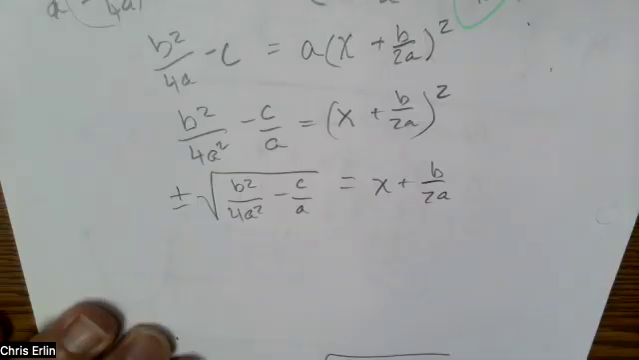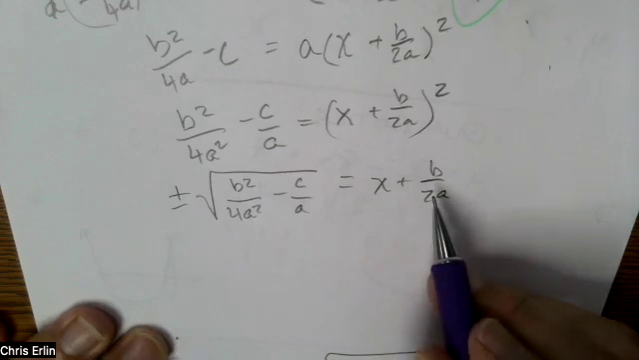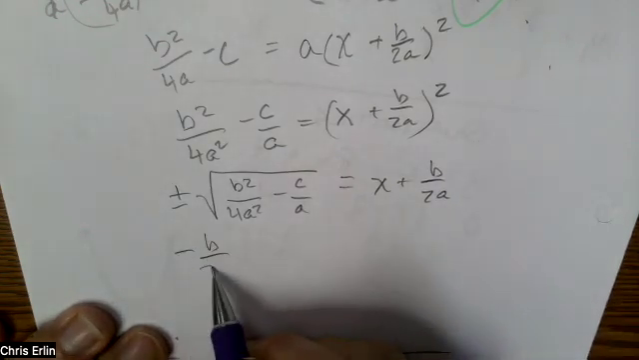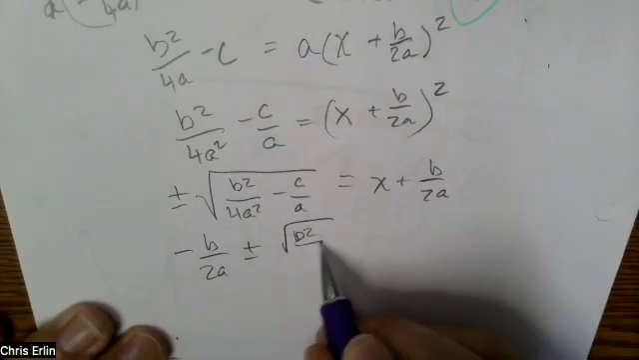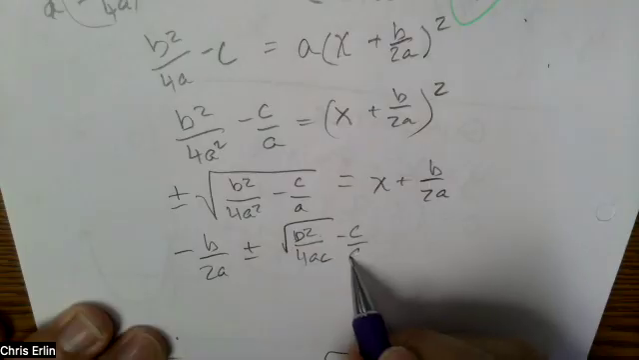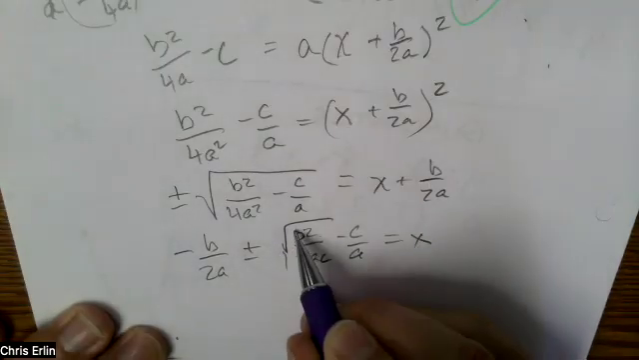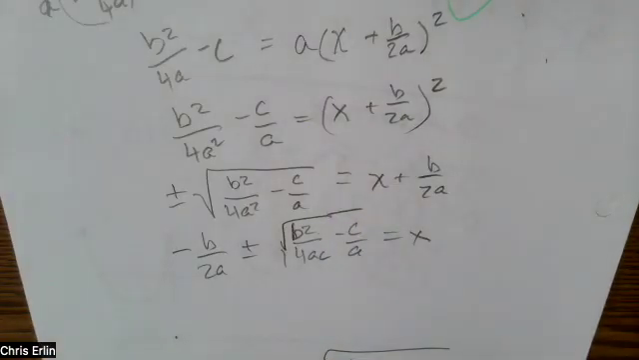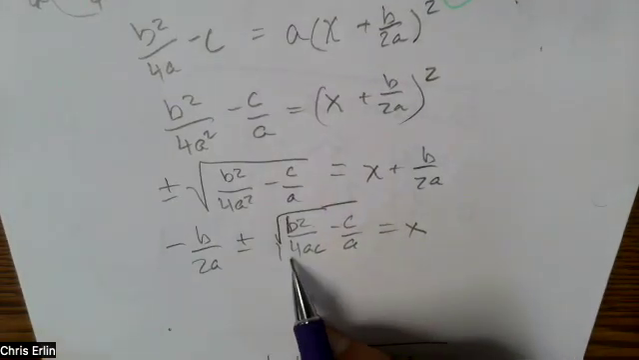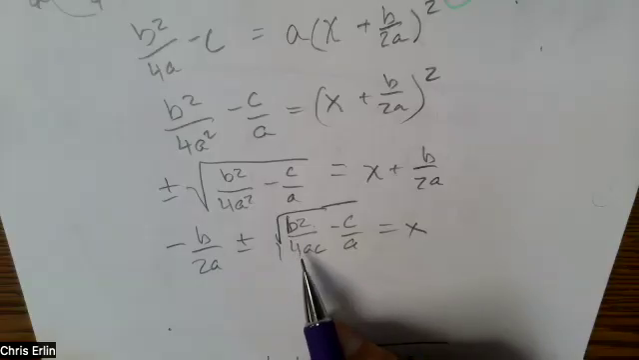What do I do now? I'm solving for x. Subtract this. So I end up with negative b over 2a plus or minus the square root of b squared over 4ac minus c over a equals x. It's not quite right, is it? It's not really simplified. Do you remember you're not allowed to leave a denominator and a radical? That's not simplified. You have to rationalize this.